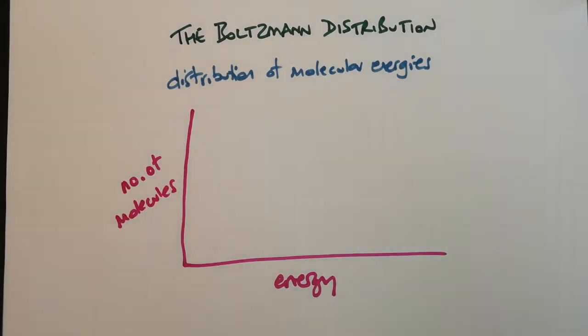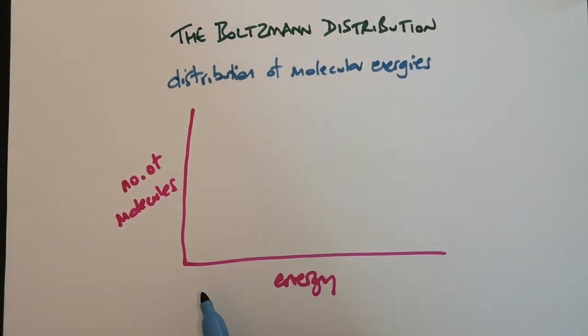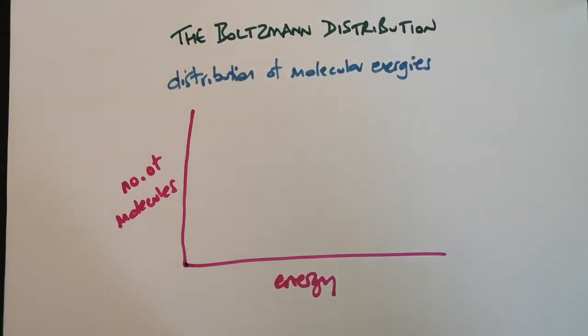Now what we should hopefully know is that there's a variety of energies that any particular molecule can have. If you have a sample of gas, for example, some particles will be moving really fast with lots of energy, some particles will be moving slowly. But what we know is that there will be no particles that have zero energy. It's not possible to completely stop a particle or a molecule. So as I'm drawing this graph, it's going to start at the origin.